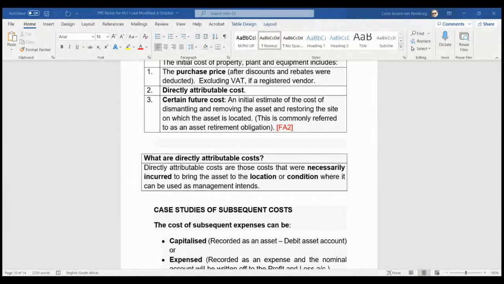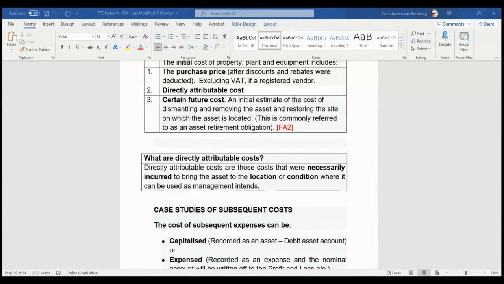Okay, so ladies and gentlemen, now let's talk about directly attributable costs. We're going to talk quite a bit about that today. And also when we do our first class question, we are going to use this principle and apply it in that class question.